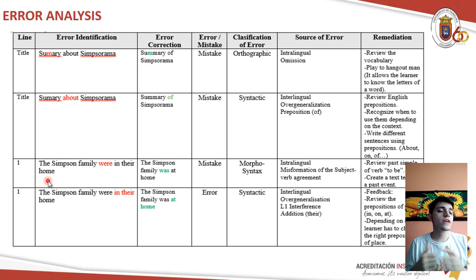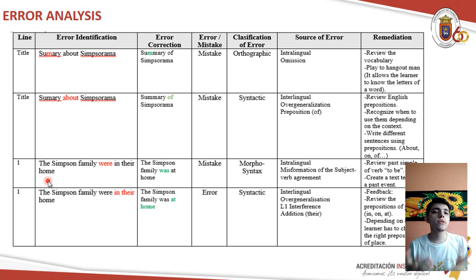So also he wrote, the Simpson family were in their home. In the error correction, the correction is the Simpson family was at home. This is an error from the syntactic level, since the learner knows how to write and knows prepositions of time and place, but he used in instead of at. And this is an interlingual error, overgeneralization, because he used a rule that is applied in different cases, and addition of there, because this possessive pronoun doesn't belong here.